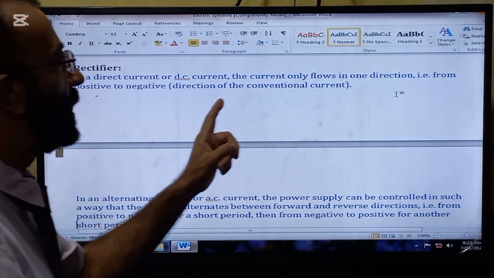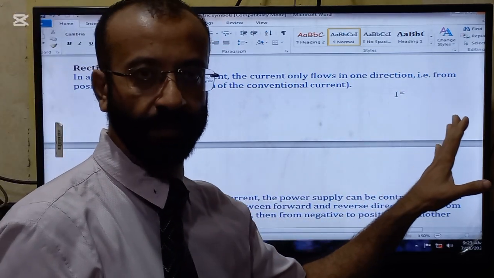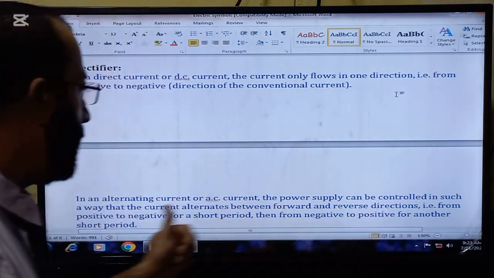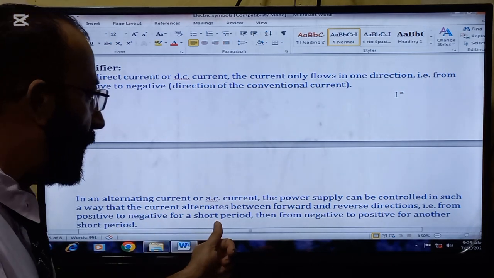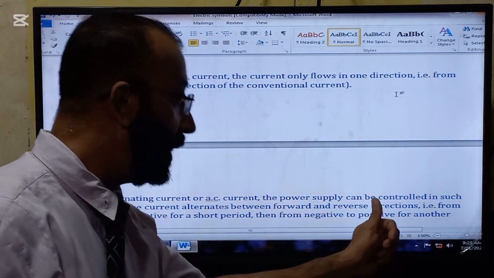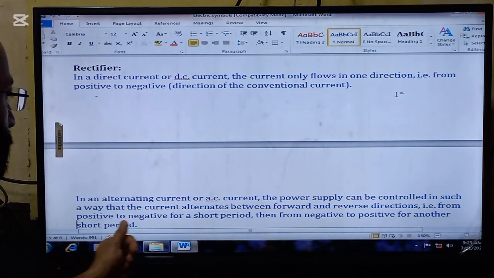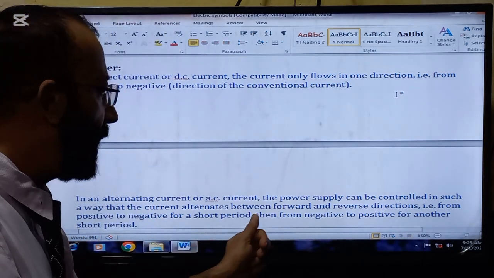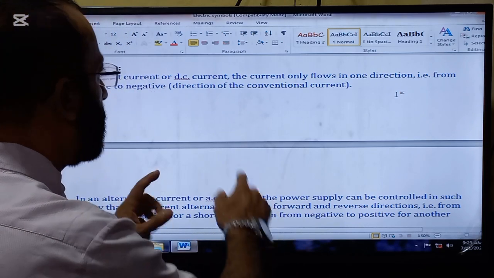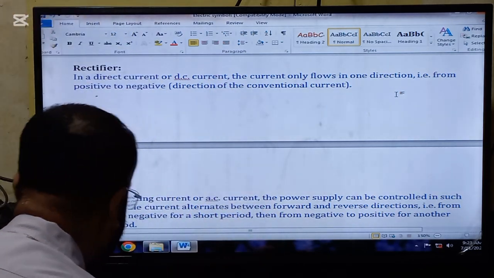In DC current, the current flows only in one direction, whereas in AC current, the current can be controlled in such a way that it alternates between forward and reverse directions. That is, from positive to negative for a short period, and then from negative to positive for another short period. So this is the difference between DC and AC currents.